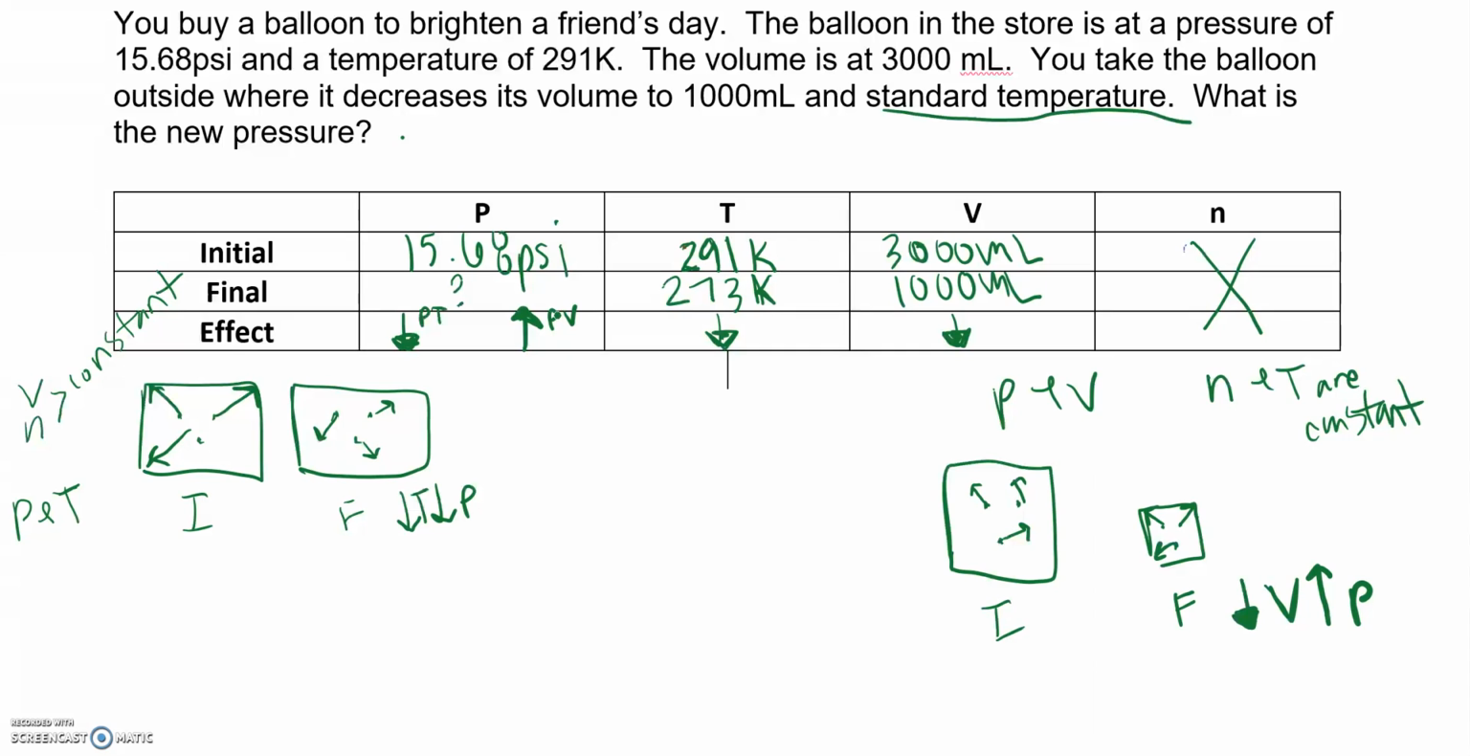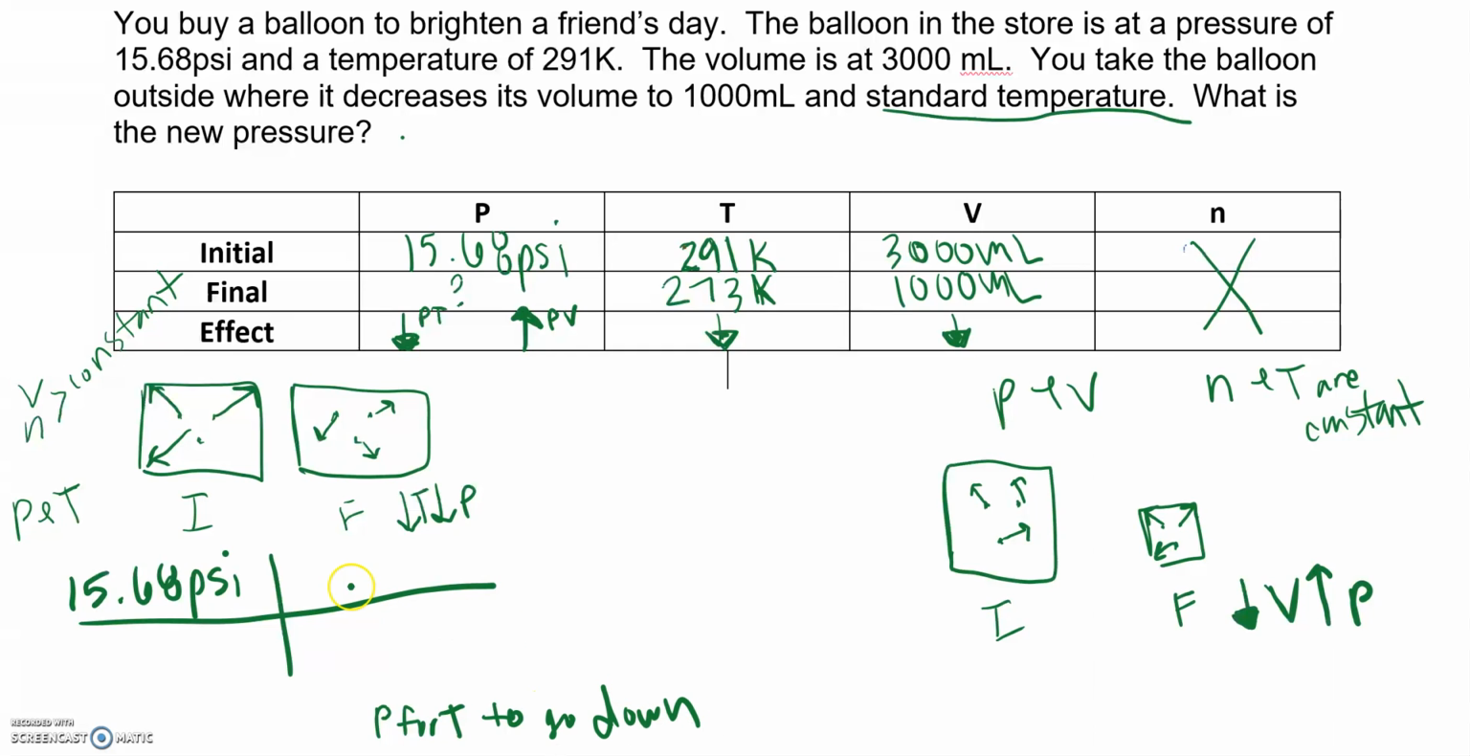Now we can do our calculation. So we're going to take 15.68 psi. And let's do pressure and temperature first. We want the pressure for temp to go down. So that means that for temperature, the smaller number, 273 Kelvin, needs to be on top. 291, 273. Pressure for T to go down.